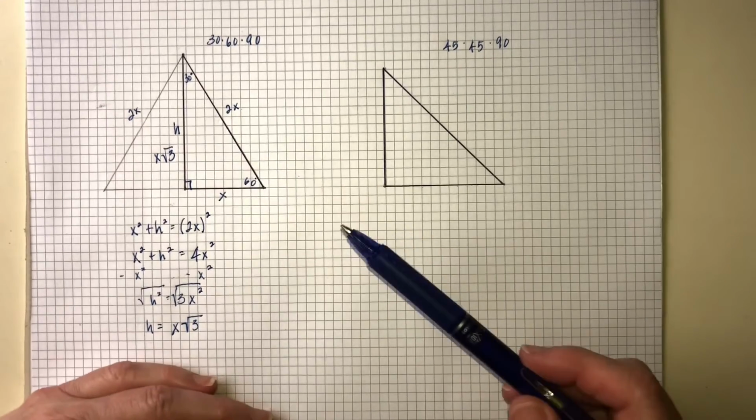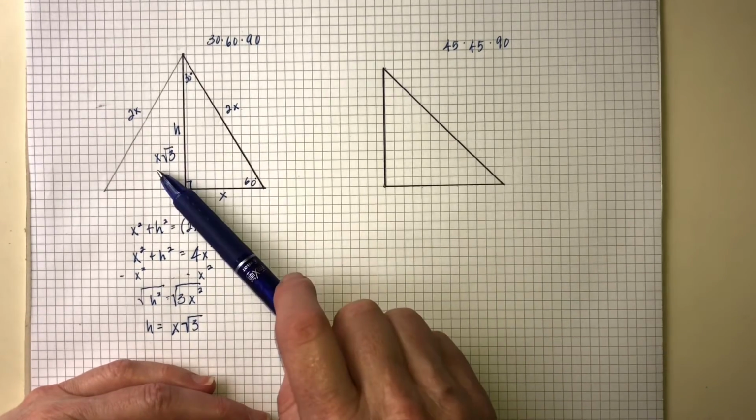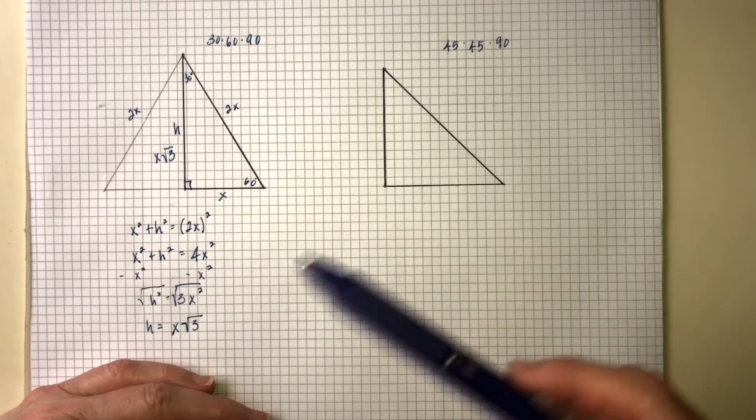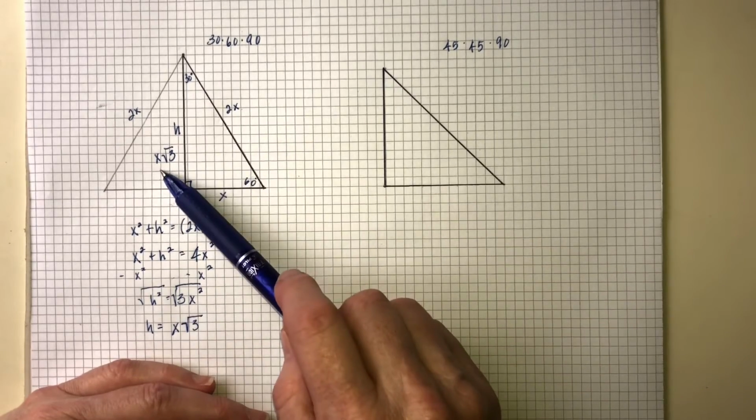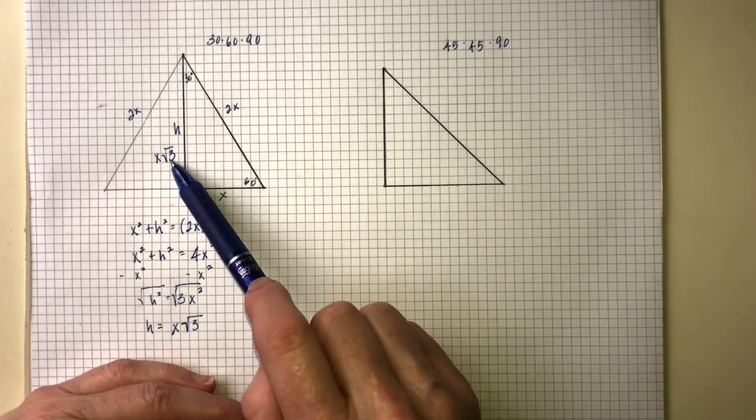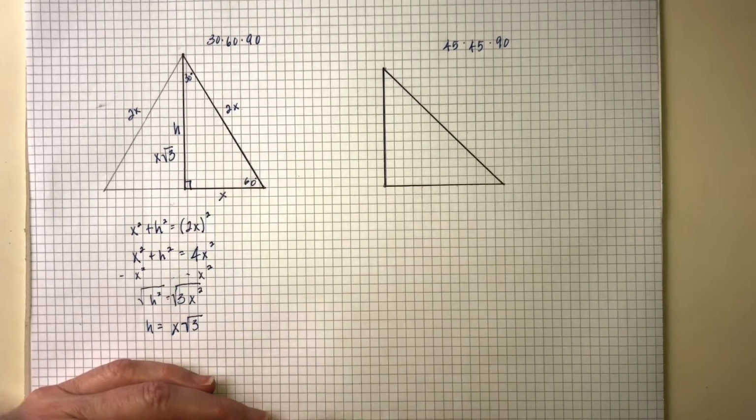A lot of my students like to remember it as just x, 2x, x root 3. So you're kind of thinking, you know, 1, 2, 3. x, 2x, x root 3. Just remember it's root 3 over here. So x, 2x, x root 3.